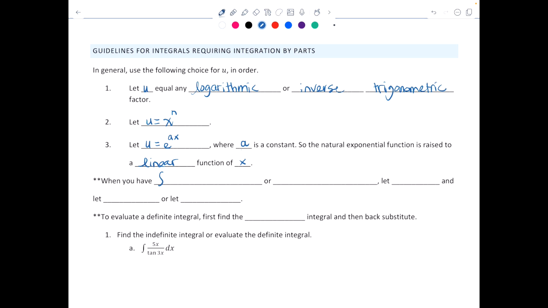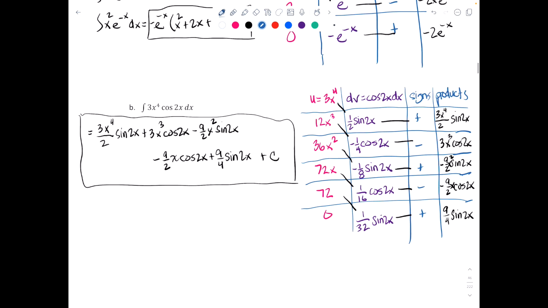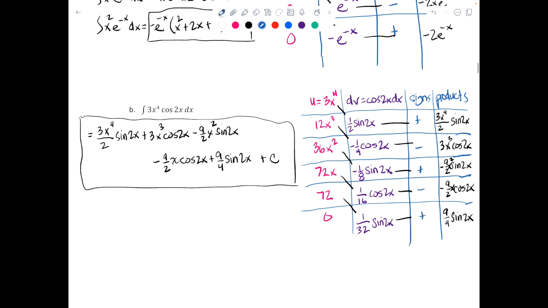Now, when you have the integral of e to the ax times cosine bx with respect to x, or the integral of e to the ax sine bx with respect to x, you switch it up. You let dv equal e to the ax dx, and you let u equal either cosine bx or sine bx, whichever one you've got. It might have been a little confusing on this one because we were integrating the trig function, which is why we got all those fractions, right?